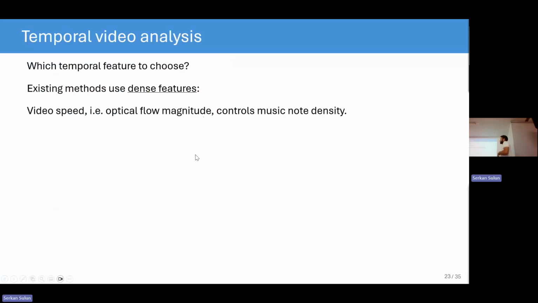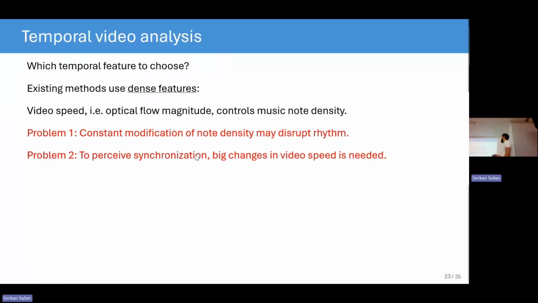But I've seen some samples, and I've seen some problems with this approach. Problem number one is because the features are dense, you're constantly modifying, so you constantly have a condition. And if you constantly modify the note density, this creates some problems rhythmically. You can disrupt the song's rhythm. And the second problem is in order to perceive that there's a synchronization going on as a user, you need to see big changes in video speed. Otherwise, if these modifications are quite small, the human eye and the ear, we don't get it.